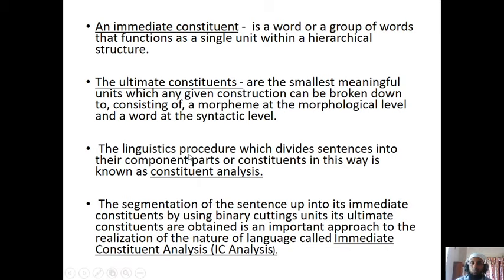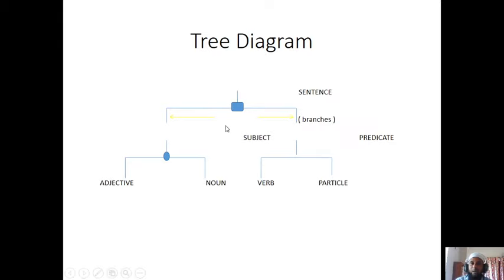The linguistic procedure which divides sentences into their component parts or constituents in this way is known as constituent analysis. The segmentation of the sentence, segmentation meaning division, breaking down, the segmentation of the sentence into its immediate constituents by using binary cutting. Binary means 2. So at each level, you cut the prior level into 2 elements. So here the sentence is broken down into 2 branches and then again into 2 parts.